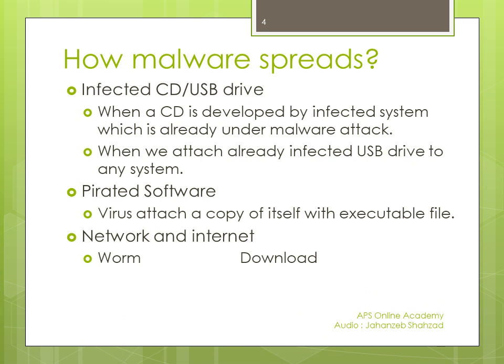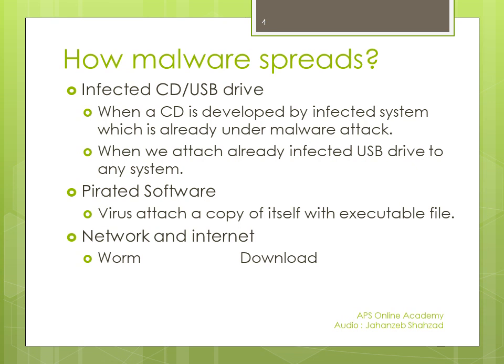The next one is network and internet. Worm helps malware to spread in the network. We already know that a worm is a type of malware which moves from computer to computer in any network without any activity from the user, and it attacks all the systems, and it will infect all the systems which are part of that particular network. Meaning if one system is infected, it will infect all the computers which are part of that particular network.